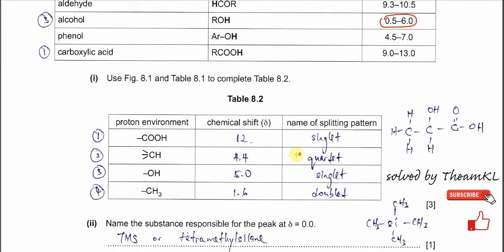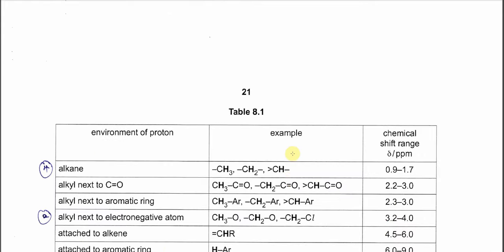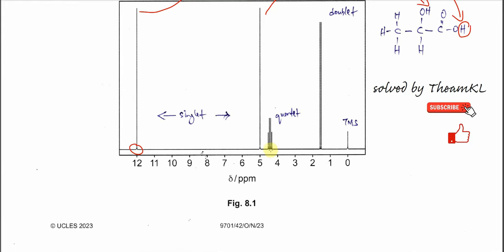Okay, the splitting pattern, so this is a singlet. The signal with one peak, so it's singlet, S-I-N-G-L-E-T. For this CH, this one will couple with these three, so it's 1 plus 3, a quartet. So it's the four peaks just now. And these four peaks, this signal is around 4.4 here, 4.4.